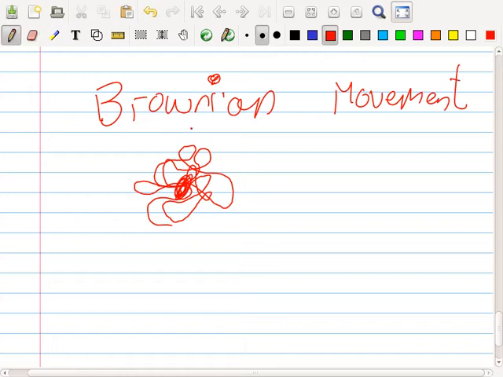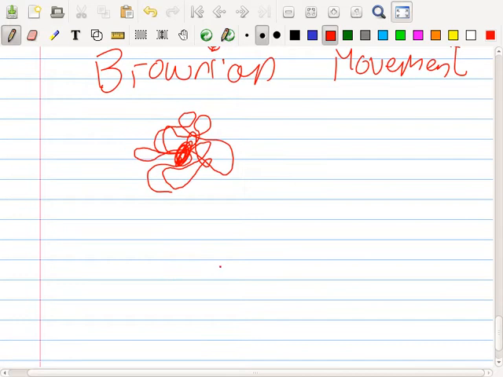Anyways, why does it move like this? Why doesn't it stay still? It's something to do with the water or the air or the gas. What is it? The atoms of water and the atoms of the particle. Very good. So what happens is this. Here's your particle, and then you have the water or the gas or the air. It will hit it here. It'll hit it here, and bounces back.